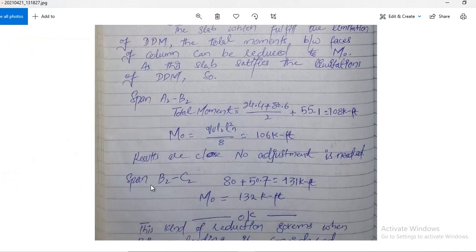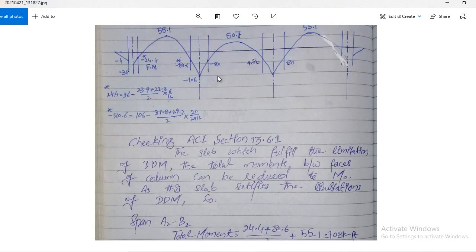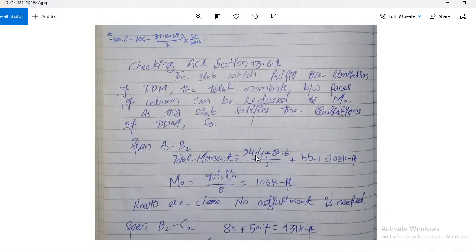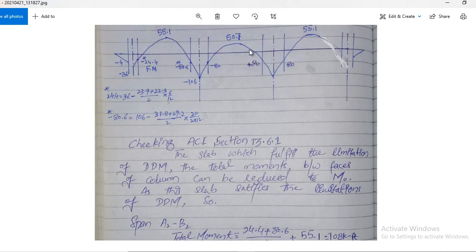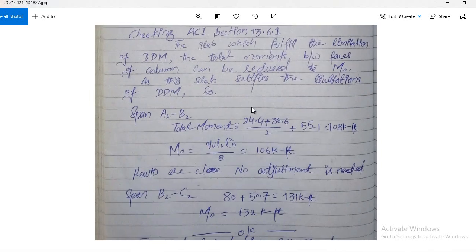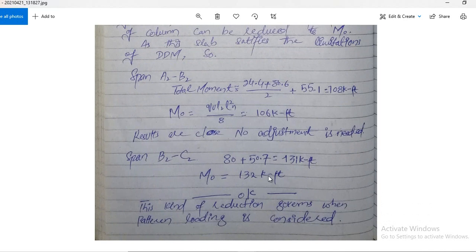Now we are checking for the B2C2 span. Here we took the average of these two face moments, but here these moments are already the same, so we don't take any average. You just consider 80 plus this moment and it equals 131. But the static moment for this span you have to calculate, because ln will be different in this B2C2 case, and you got 132. As this moment is less than M naught, we don't need any adjustment.